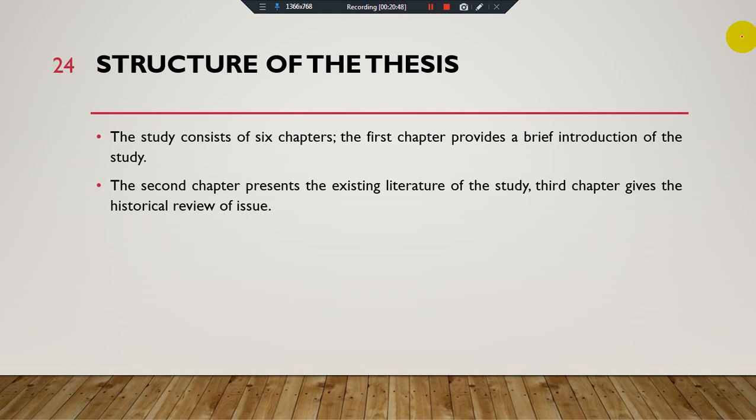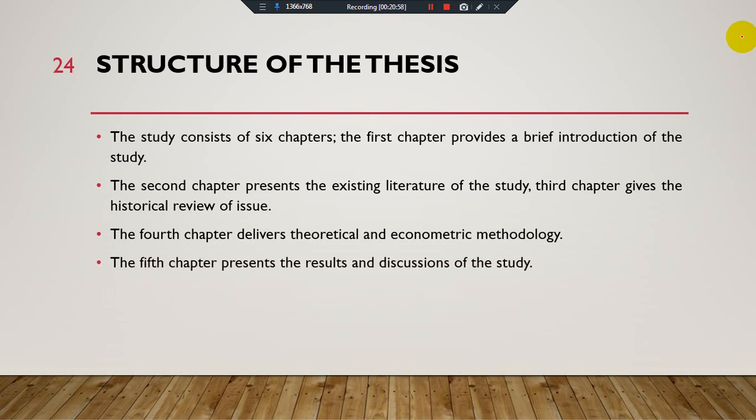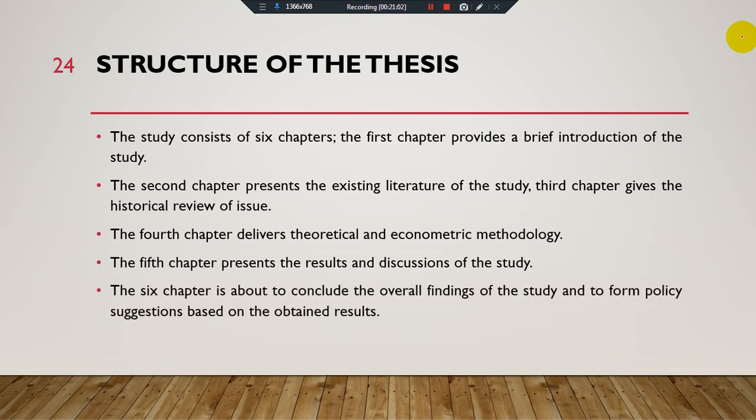The third chapter provides the historical background of the issue or case study, and then the fourth chapter delivers the theoretical and econometric methodology, and then the fifth chapter presents the results and discussion of the study. And then the sixth chapter is about the conclusions, or you can say the overall findings of the study, and then policy suggestions or policy recommendations are also given in the sixth chapter.